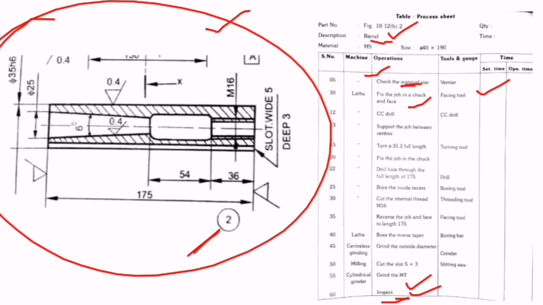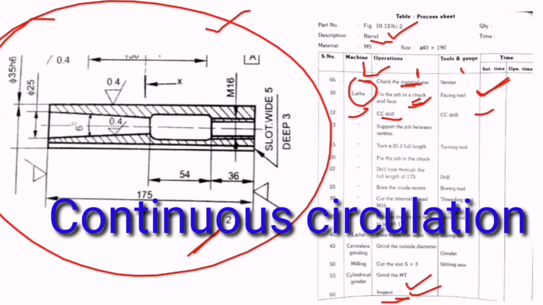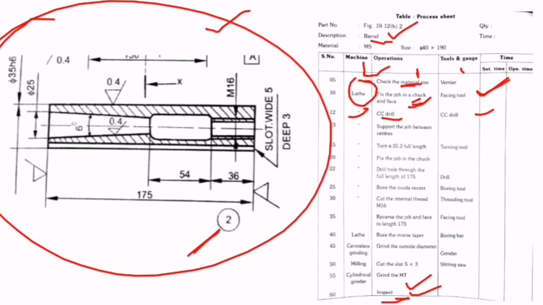That is with the facing tool on the lathe machine. So here we need to understand what the operation is, on which machine we are doing it, and what tools we are using. So fixing the job in the chuck, which machine? Lathe machine, and doing the facing operation with the facing tool. And the next step is CC drill. So CC drill on the lathe machine only, with the CC drill bit. CC drill means continuous circulation drill. That is on the lathe machine only.